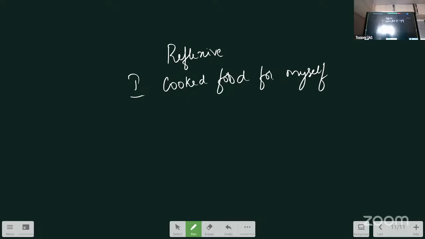Yourself. If I stand in front of a mirror, I see myself; if you stand in front of a mirror, you see yourself. So reflexive means it is a mirror image of the subject. Mirror image means the same replica. So I gets reflexive myself. So what does this mean? I cooked for myself.